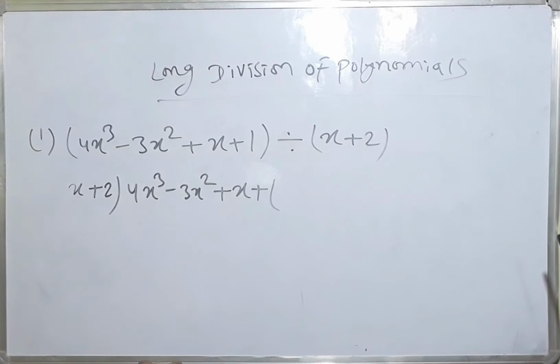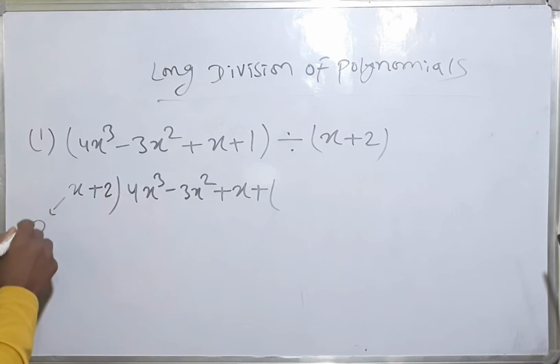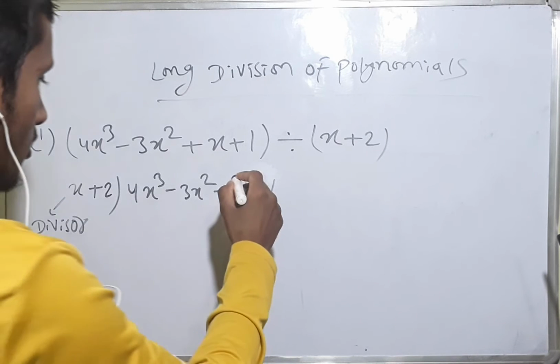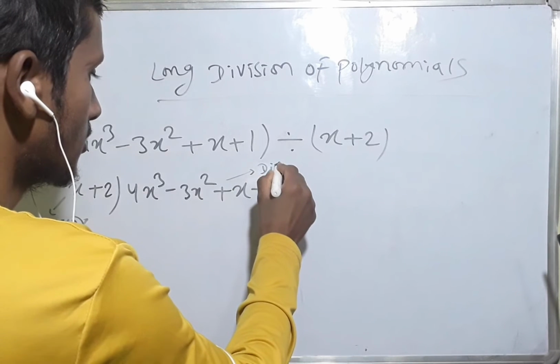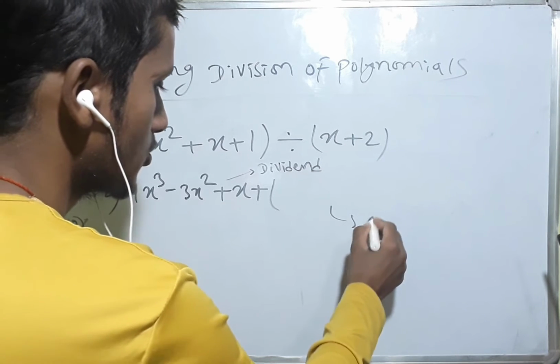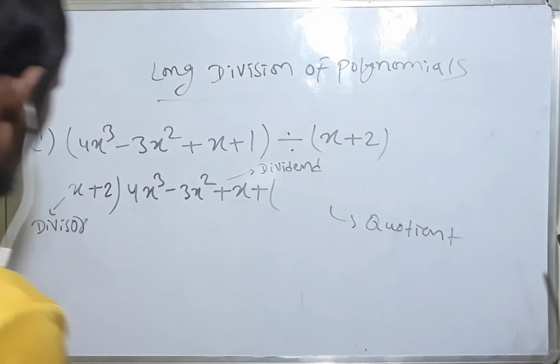Whatever will be the quotient, we'll write it here. This is termed as the divisor. You probably already know this is the dividend, and whatever will come here is the quotient. That's the quotient. Hopefully I'm spelling everything right.